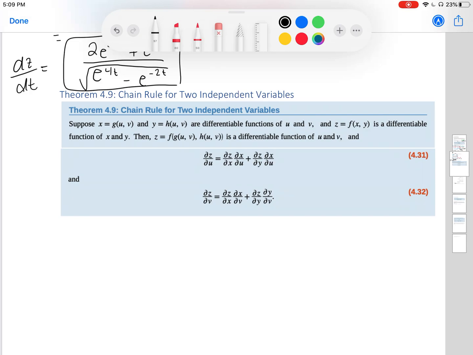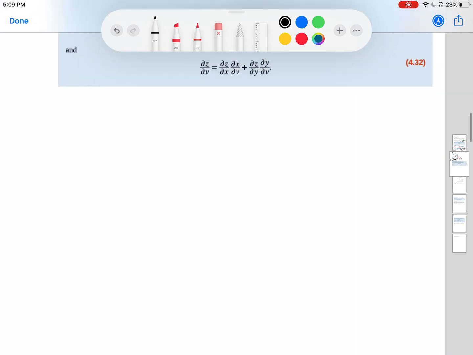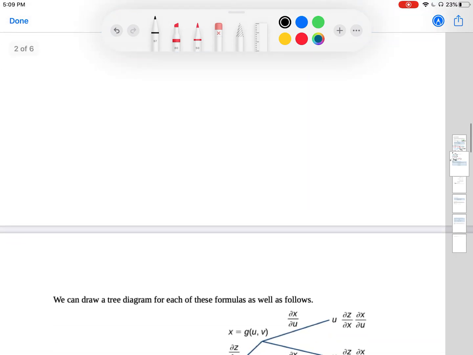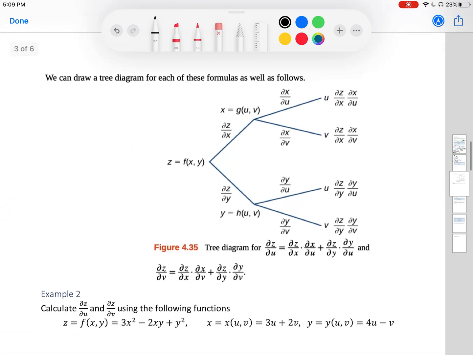Also, dz/dv is equal to dz/dx times dx/dv plus dz/dy times dy/dv. Now, this is our definition for when we have two independent variables. That first one was for one independent variable. We only had that t to worry about. Now here's a tree diagram to help you remember your chain rules as you're working with them.